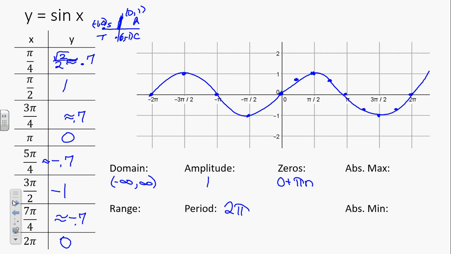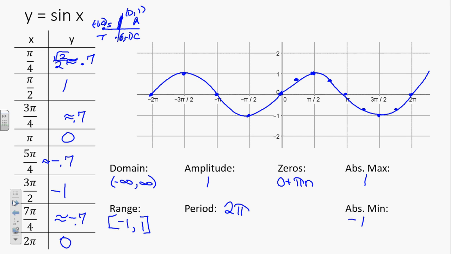What's its absolute maximum value? 1. The highest it ever gets to be is 1. What's its lowest minimum value? Negative 1. And then what's the range? Negative 1 to 1. Do I need rounded parentheses or squared off parentheses? Brackets. Because it can touch negative 1 and it can touch positive 1.